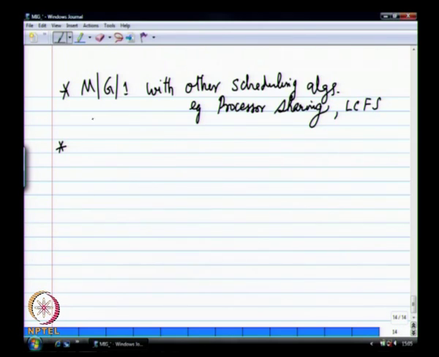Okay. Then you have results for G/M/1, where the arrival is based on some general distribution, but the service time is Markovian, which again I am not going to go into. Then there is one special case of this M/M system called the M/M/infinity system.